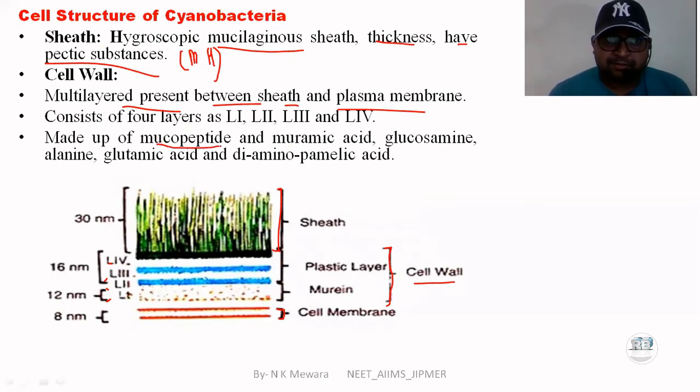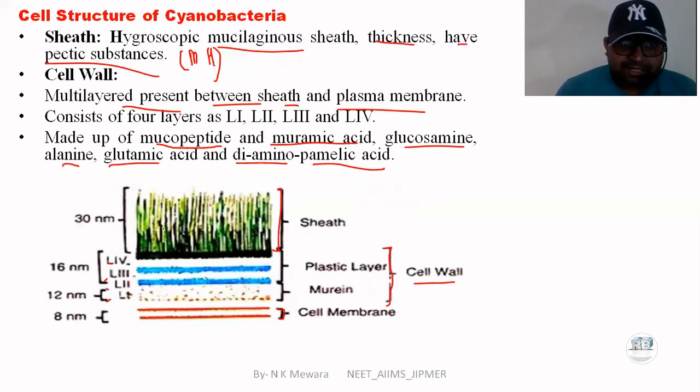The cell wall of the cyanobacterium is made up of mucopeptide, meaning murein or muramic acid, glucosamine, alanine, glutamine or amino acid, and diaminopimelic acid. All are ingredients of the cell wall, composed together to form the cell wall.